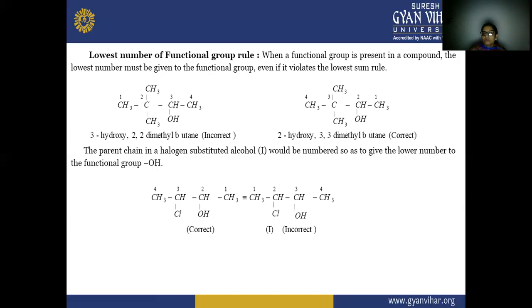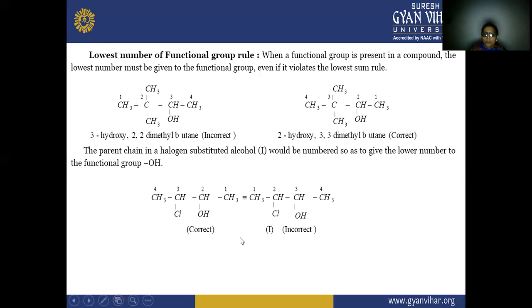So its name is 2-hydroxy-3,3-dimethylbutane. Or we can write it like this, 3,3-dimethylbutanol. So the parent chain in a halogen substituted alcohol first would be numbered so as to give the lowest number to the functional group OH. So here it is correct and this is the incorrect.